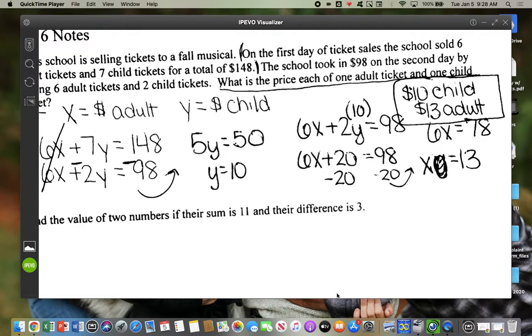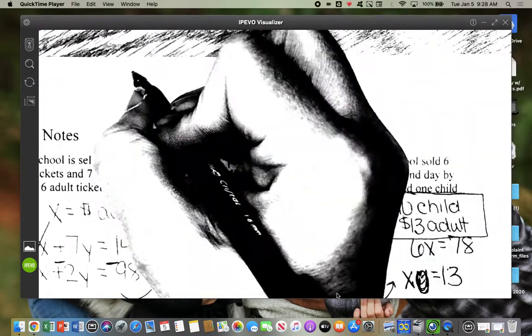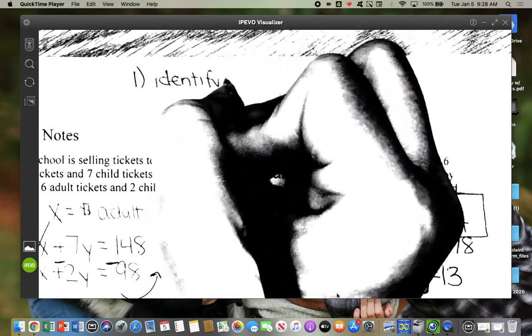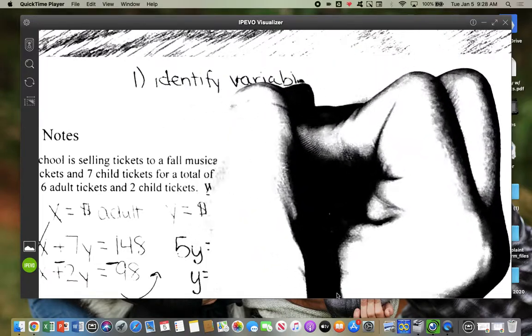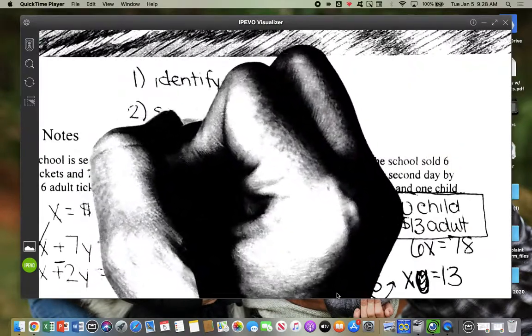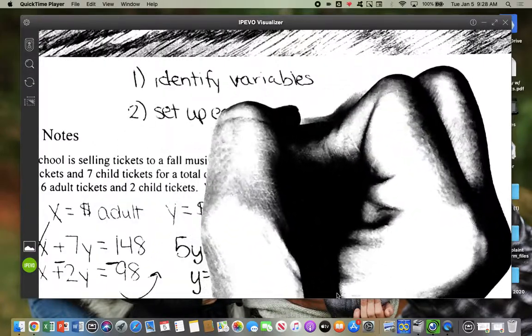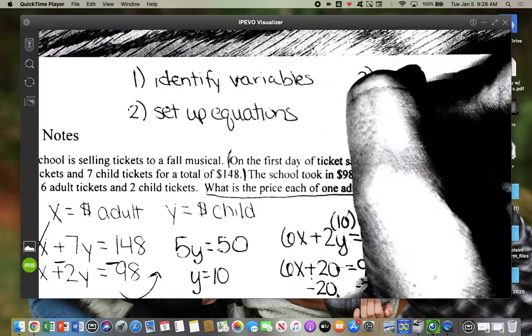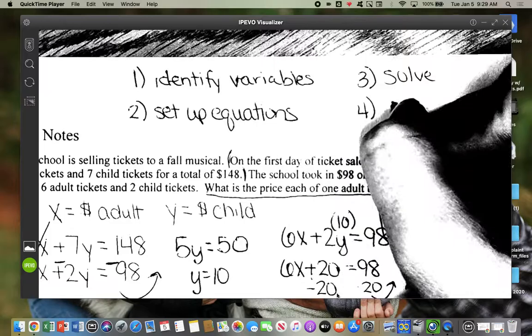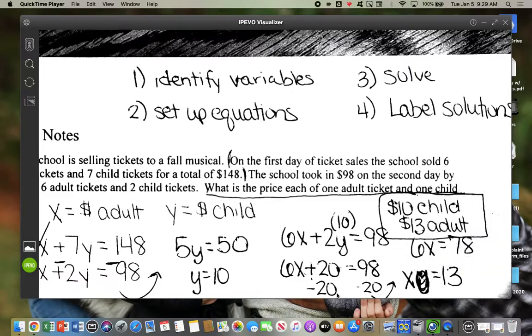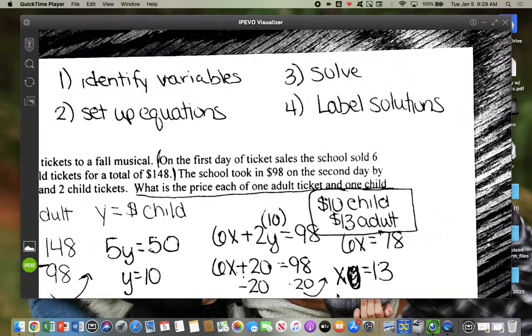All right, so we talked about this yesterday, but I want to go through, just make sure on all of your problems, the first thing you do is identify or assign your variables. The second thing you do is you set up your equations. The third thing is to solve. And then the last but not least is to label your solutions. So just make sure that on each one that you have all 4 of those.